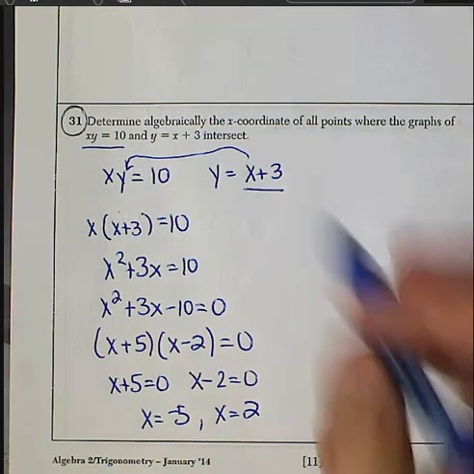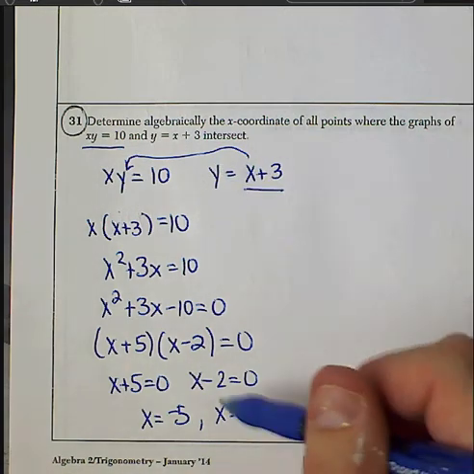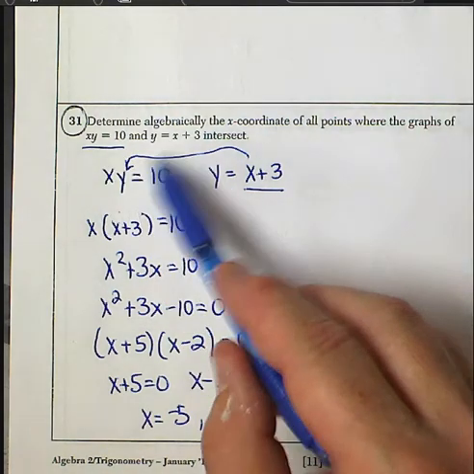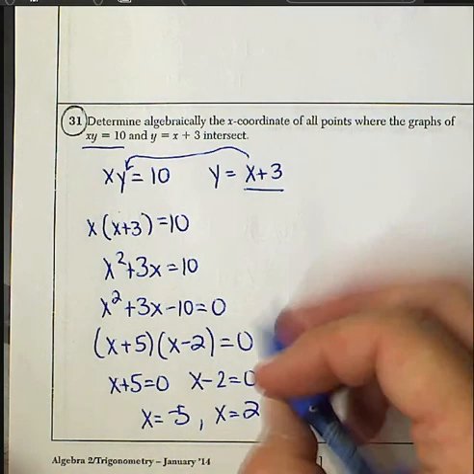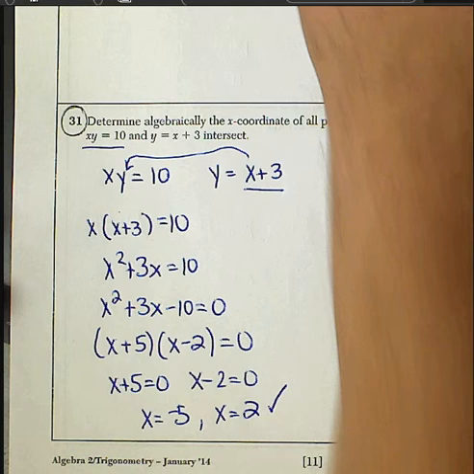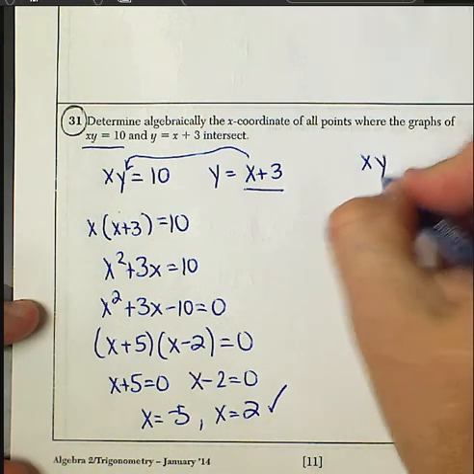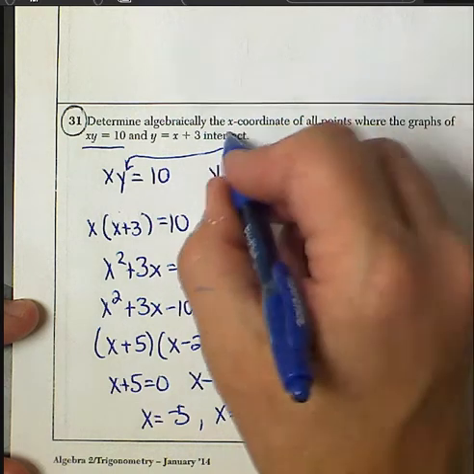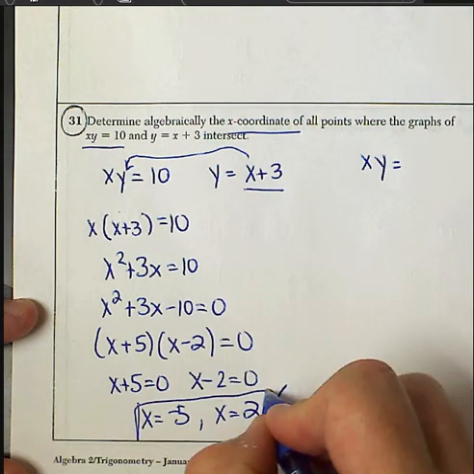Just make sure they both work. And we're good, so that's going to be fine. We're all set. But if you want, we're trying to find both x and y. No, they want just the x coordinate. So we're done with that.